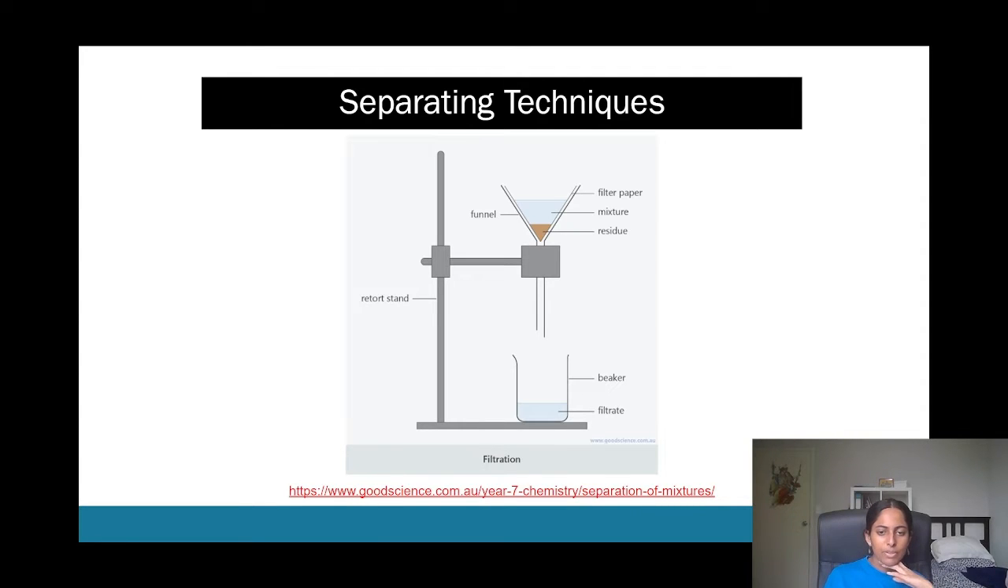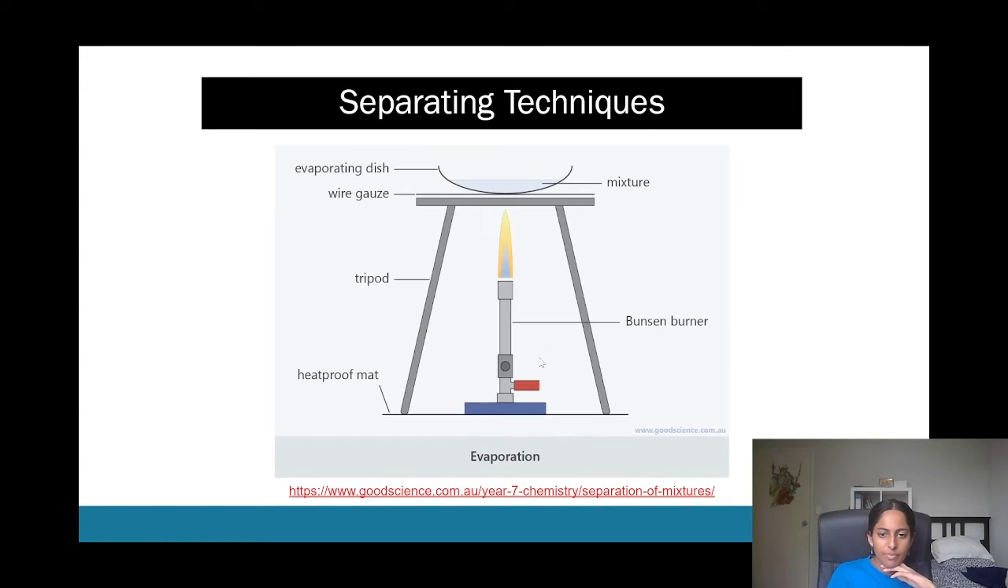And these are the setups of each technique. So this one's filtration. Like I said, you have a filter paper and you can use a funnel, and the filtrate is being collected here. This is evaporation. Evaporation is pretty straightforward. I'm sure we've all seen it.